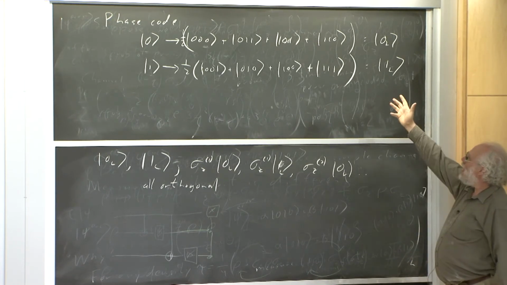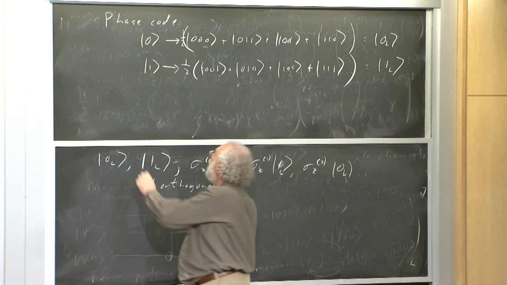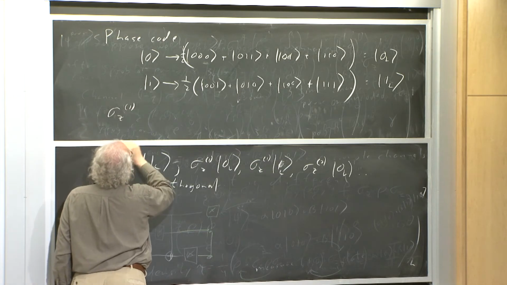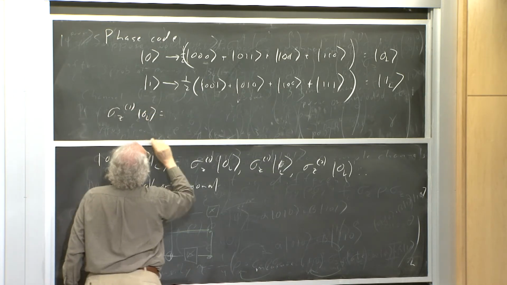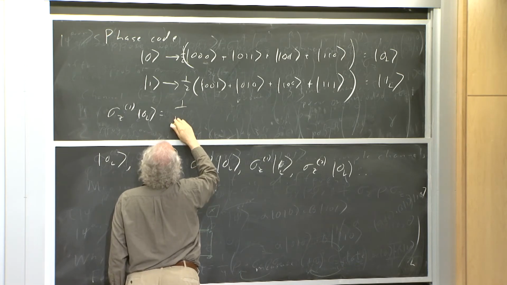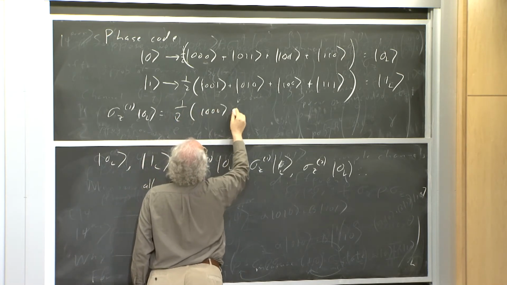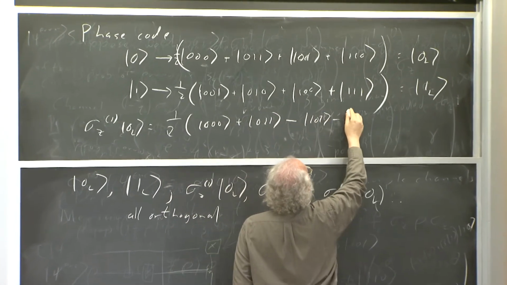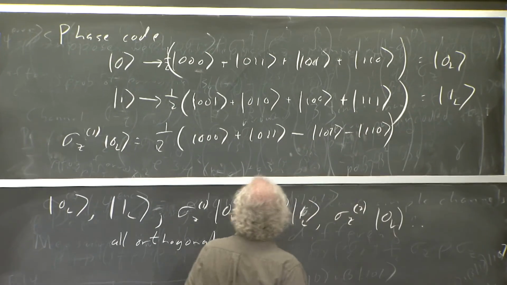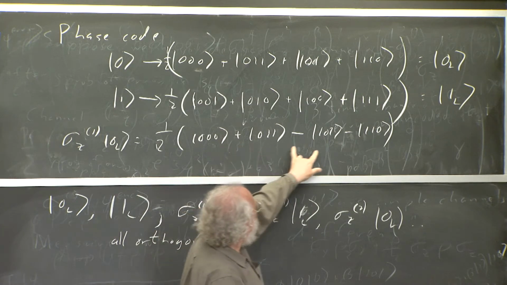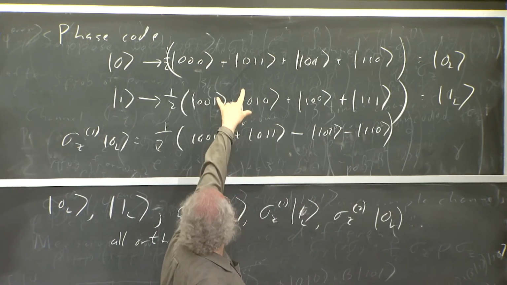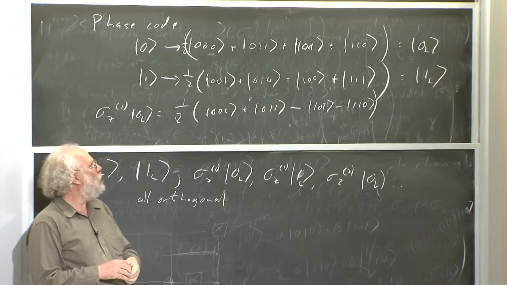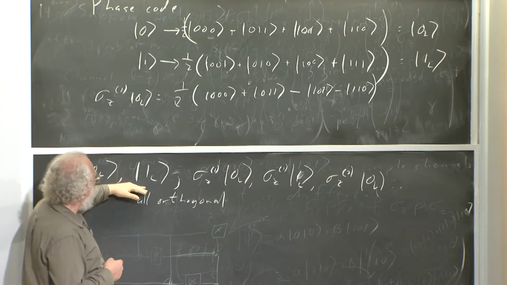And further, if you apply sigma z to the first qubit of logical 0, it is equal to 1 over 2 of 0,0,0 plus 0,1,1 minus 1,0,1 minus 1,1,0. So half the terms here are plus, half the terms here are minus, so this is orthogonal to that. And it's easy to check that all of these are orthogonal.